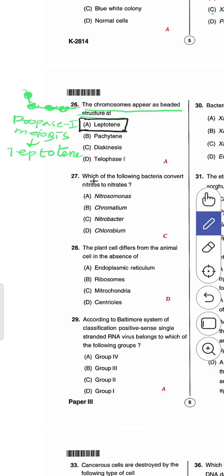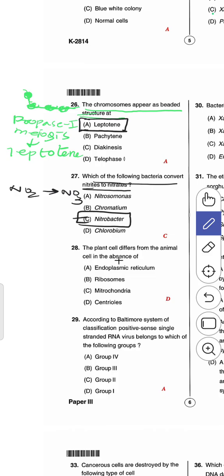Then 27th, which of the following bacteria convert nitrites to nitrates? So nitrite means NO2 to nitrate, that is NO3. So it is done by the bacteria Nitrobacter. So this Nitrobacter converts NO2 into NO3, that is nitrite to nitrate. So C is the right answer for this question.